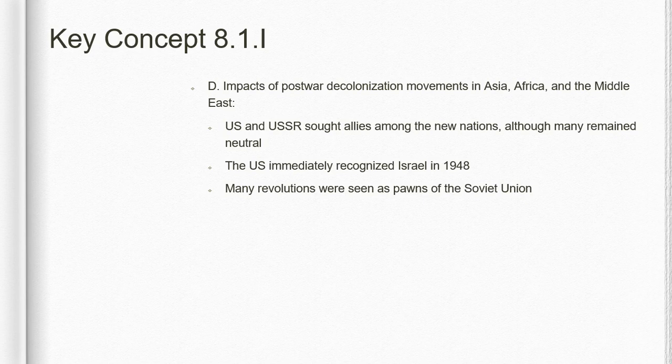Many revolutions throughout the world are seen as pawns of the Soviet Union. The United States, itself a country born out of revolution, no longer sees revolution as a good thing throughout the world. Every revolution is tinged with red as far as the United States is concerned. There are clearly communists who are trying to subvert the normal fabric of international relations by creating these revolutions.